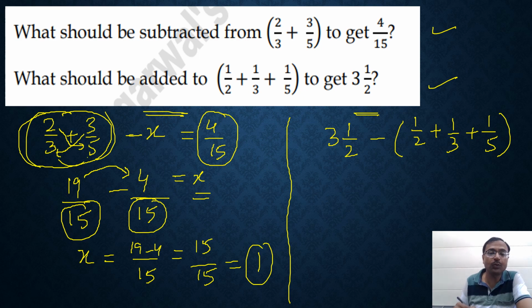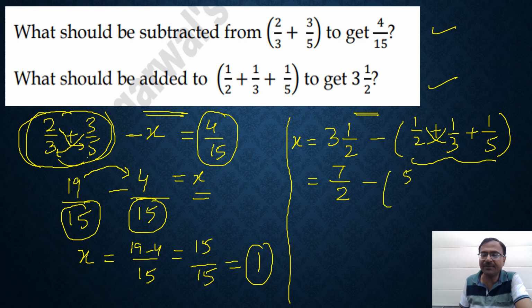So what should be added to 1/2 plus 1/3 plus 1/5 to get 3.5? 3.5 minus the sum of those three fractions. Okay, so we will find it like this. 3.5 is 7 by 2, right? And how do you add these three? Again, the butterfly method is going to work now. 3 plus 2, that's 5, and 2 3s are 6 and 1/5, right? So this is 7 by 2 minus 25 plus 6 is 31, and 6 5s are 30.